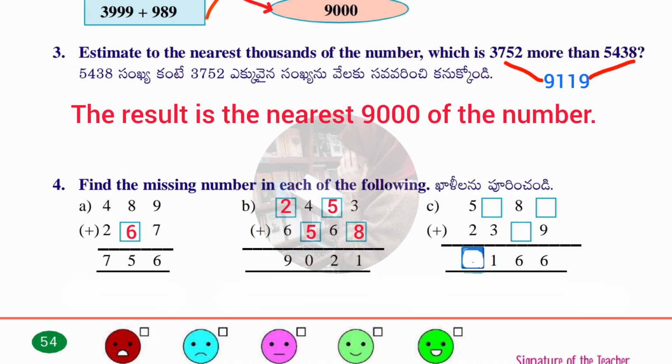Fifth one. 5 dash 8 dash plus 2 3 dash 9 give the answer of dash 166. Okay, so start counting guys from one's digit. So 9 plus what number do we have to add to get 16? So we have to add 7 to get 16. So 7 plus 9 is 16. Write down 6 here. 1 goes to tens place.